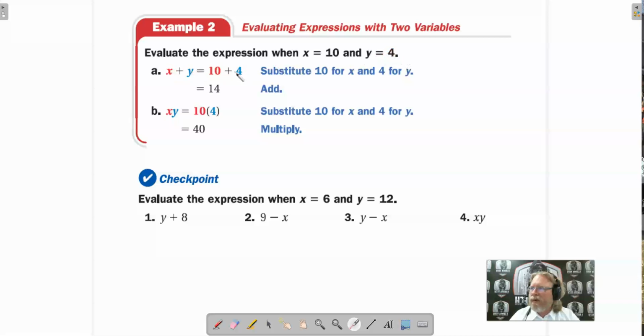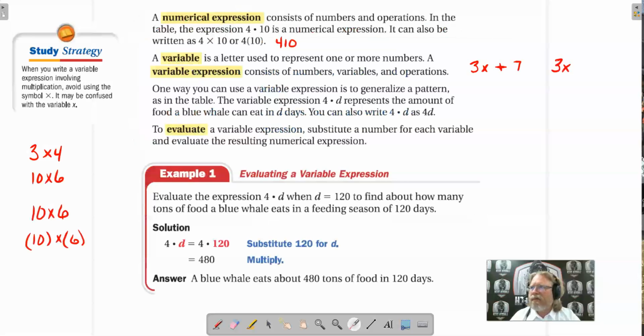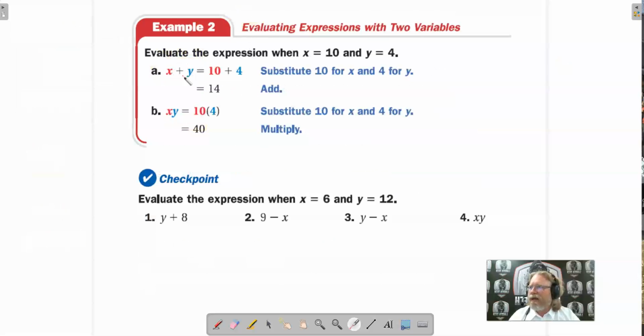So then we end up with 10 plus 4. This is a numerical expression. Here we have an algebraic expression, what the textbook calls a variable expression, and we change it over to a numerical expression. We can now perform that operation to come up with a solution. That is what we are evaluating. Whenever you actually do the math to come up with an exact answer, that is known as evaluating. So 10 plus 4 is 14.